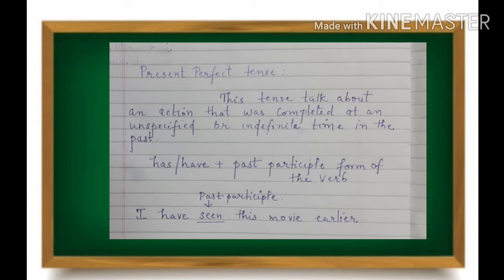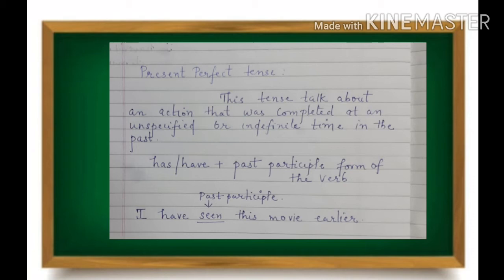We'll see an example. I have seen this movie earlier. So we are not told the time at which she saw that particular movie. We don't know. She was just mentioning that at some time in the past, right? Yes, I have seen this movie earlier. We are not aware exactly of the time when she saw this movie, right? Yes, that is present perfect tense. The action that was completed at an unspecified time in the past.